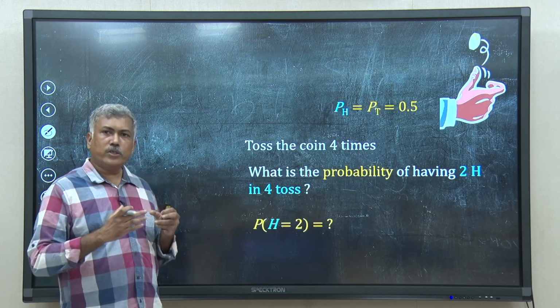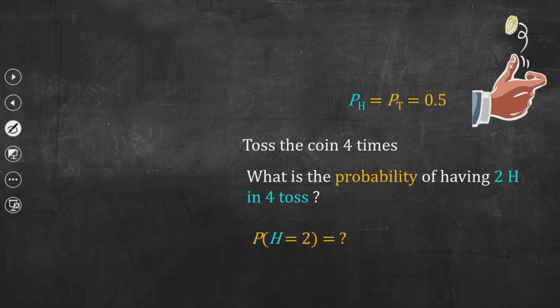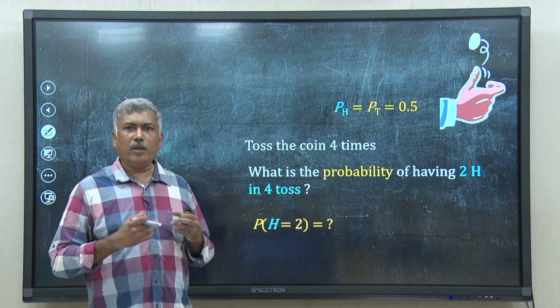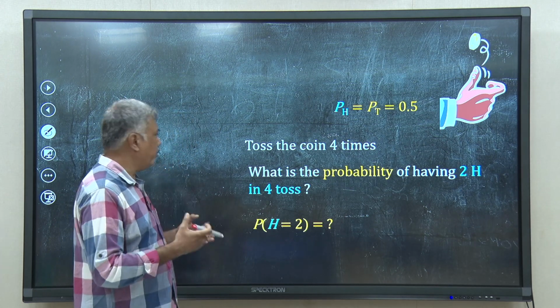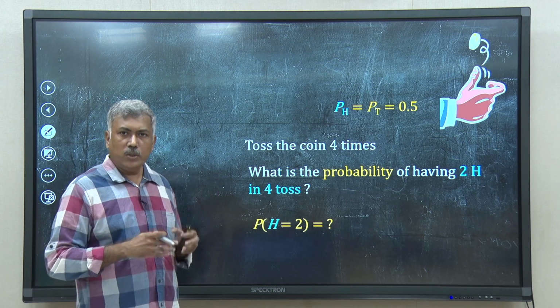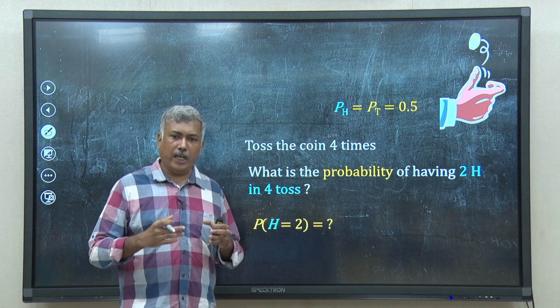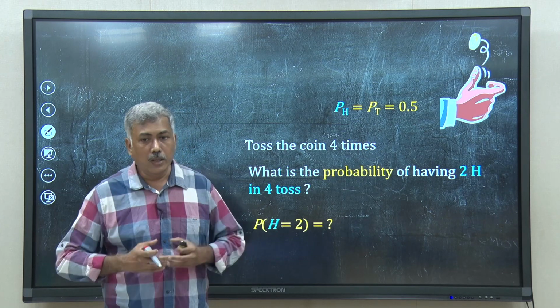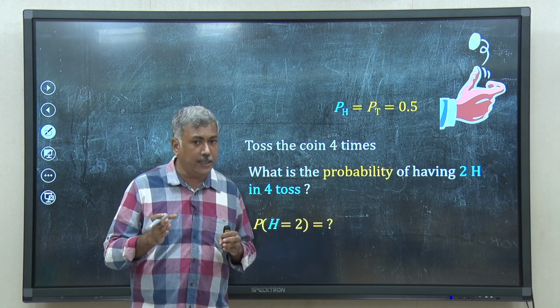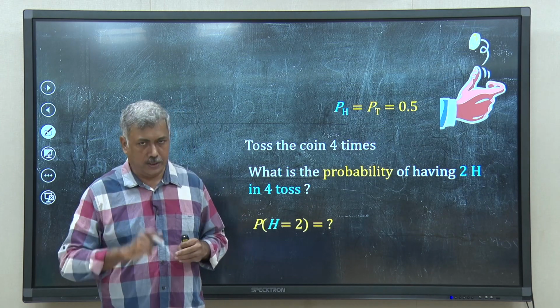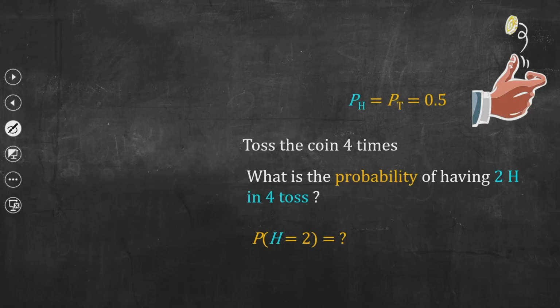So let us start with the first most common discrete probability distribution. Suppose I have a coin and I have tossed it. How many times I have tossed it? I have tossed it 4 times. So if I have tossed it 4 times, and then I ask you the question: what is the probability of having 2 heads out of these 4 coin tosses? So I will represent it symbolically like this. I want you to calculate the probability of H equal to 2.